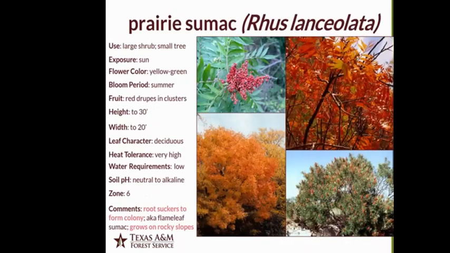And then flame leaf sumac or prairie sumac, obviously really bright. You see it driving down on the roadsides in the fall, that bright orange red color. It can root sucker to form colonies, and it likes rocky slopes.